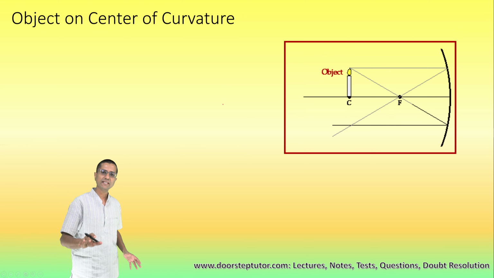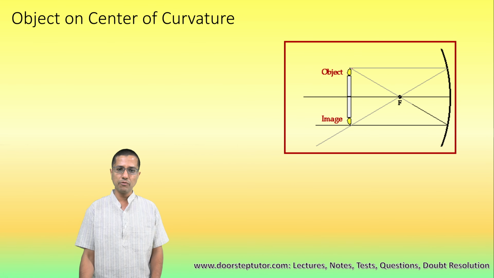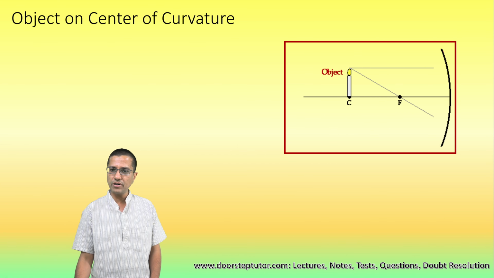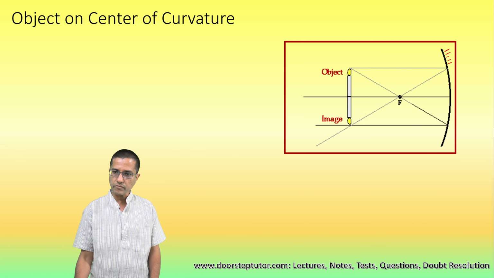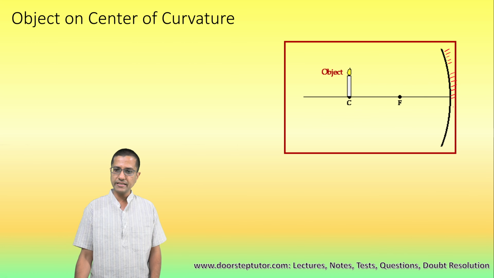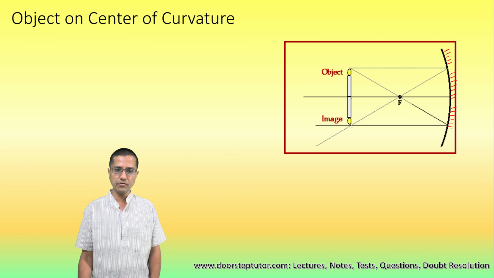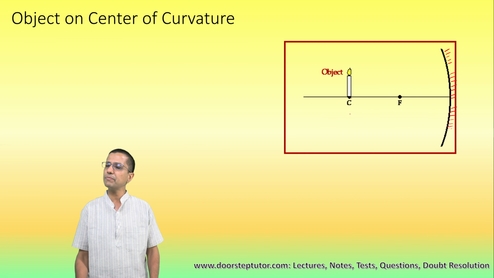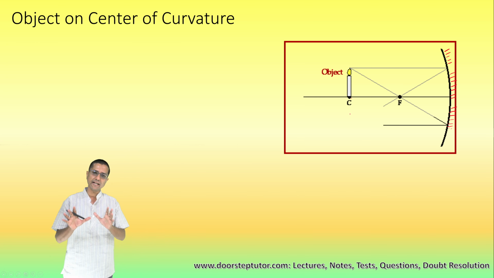Understanding-wise, this is very simple. The ray diagram would be very simple. In the case of a concave mirror, this is the concave mirror. The object is placed here at the center of curvature. The image would also appear at the center of curvature, but it would be inverted. It would be at the same location.